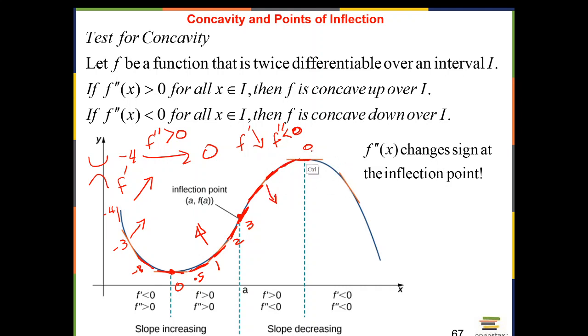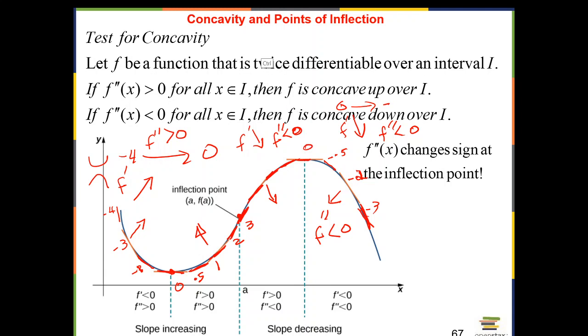Now what about over here? Well, the function is decreasing. So what is going on with the slopes? Slopes start from 0, and they go to negative numbers. Let's say this is -0.5, -1, maybe -2, -3, and so forth. So we start from 0 and we go to negative numbers. That means, again, f prime is decreasing. So f double prime has to be negative. So over here as well, f double prime has to be negative.